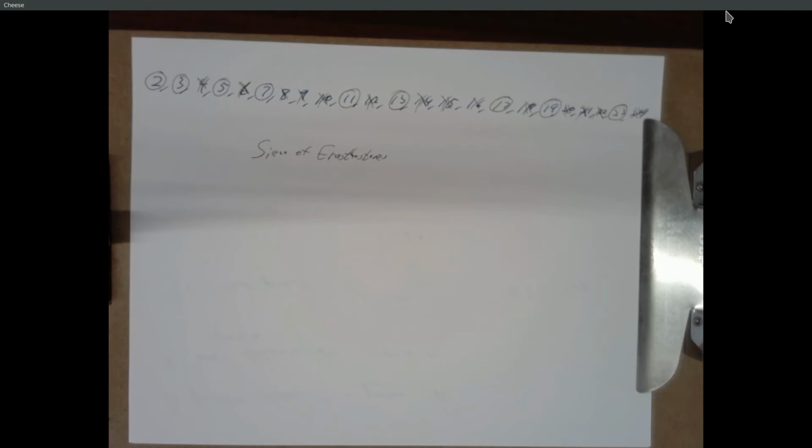But that's not really practical for telling if something's prime or not. Because if you want to know if a number in the billions is prime, you don't want to write out a billion numbers and start crossing them out.